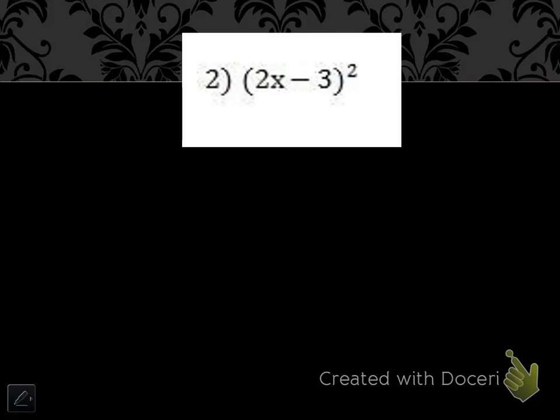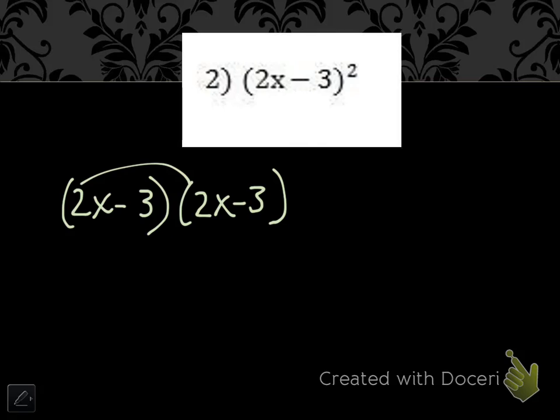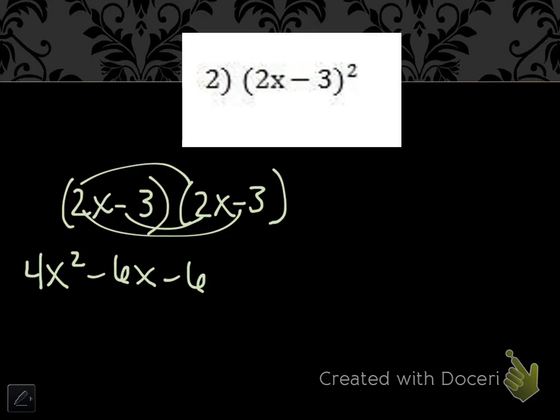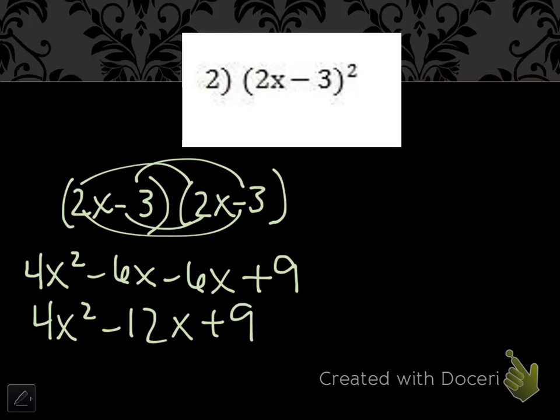Okay, so this one, we write it twice. First is going to be 4x squared, outside, negative 6x, inside, negative 6x, and last, positive 9. Combine our like terms, so we'll get 4x squared minus 12x plus 9 here.